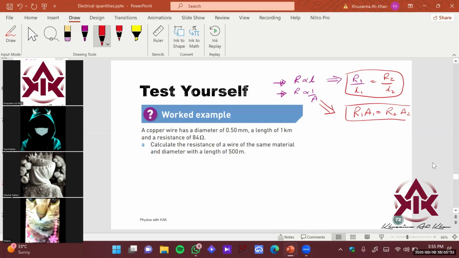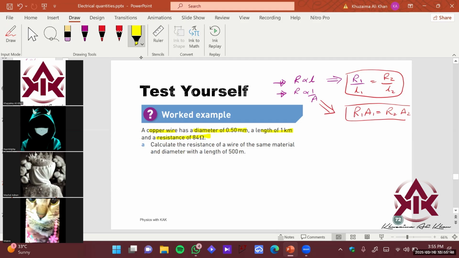It's a similar question which we have created a scenario for in the last slide, right? So it says that you have a copper wire. It has a diameter of 0.5 millimeters and a length of 1 kilometer. And at this particular dimension, it offers a resistance of 84 ohms, right?